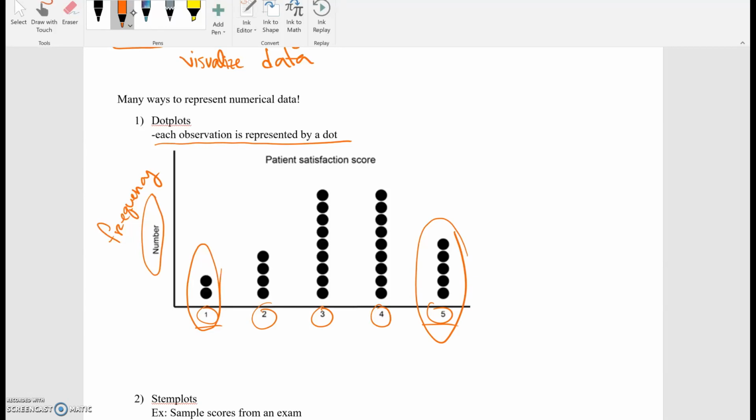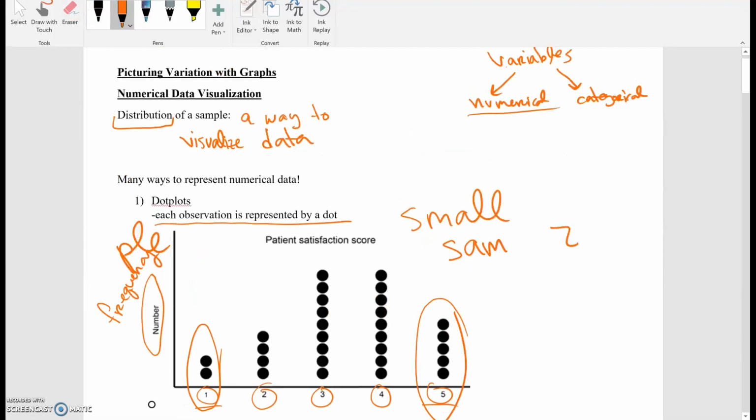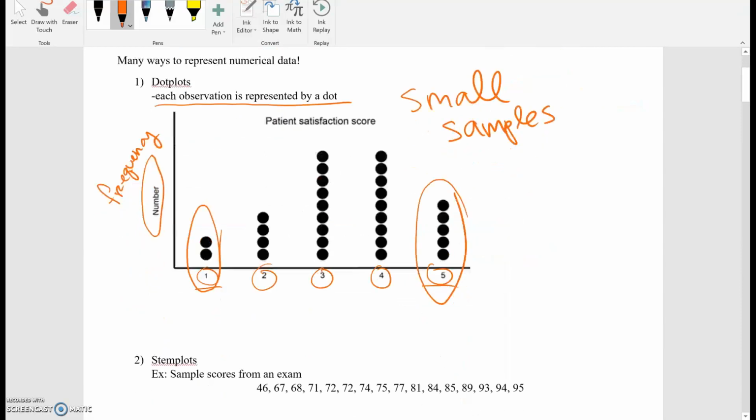So this is a really good visual way to do it as opposed to just seeing it in one particular column in a data set. Okay, so this is what we call a dot plot. This is also used for small samples. You can use it for big samples, but there are better ways to really look at that. So, small samples. Okay, let me continue.